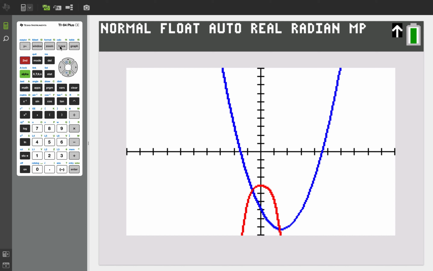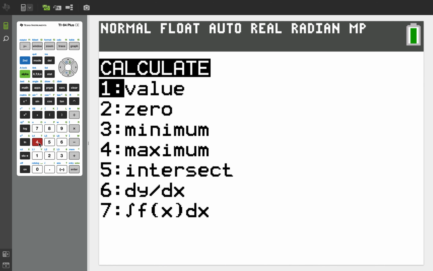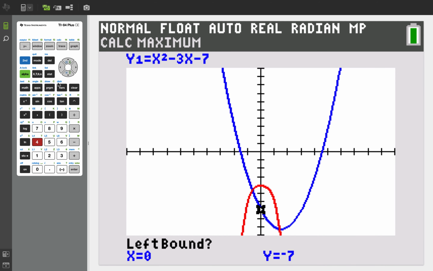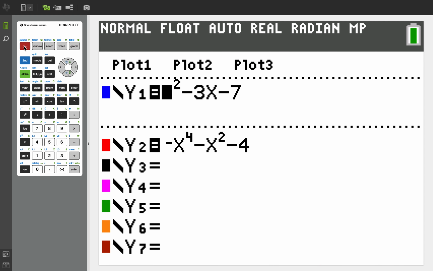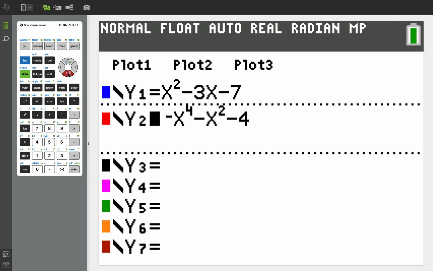You just repeat the same process. Second calc, number 4 is the maximum. I need to say which function, I need to get over to the right-hand function. I'll show you this. You can turn this off. Enter. Do you see that? And now that function is no longer going to be showing.